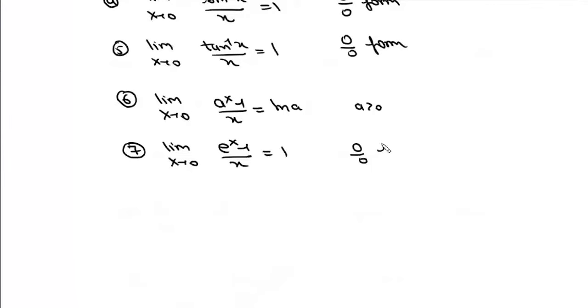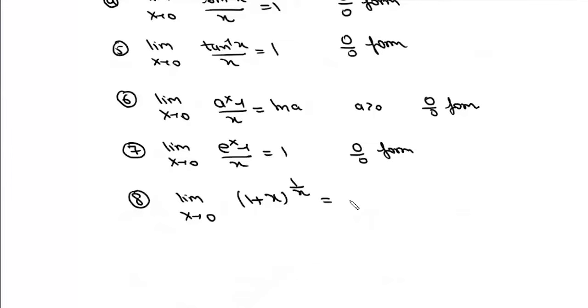This again is 0 upon 0 form. Previous one also is 0 upon 0 form. Then the eighth one we have is this limit: x tends to 0, 1 plus x to the power 1 by x, and this is e, and it is 1 to the power infinite form.